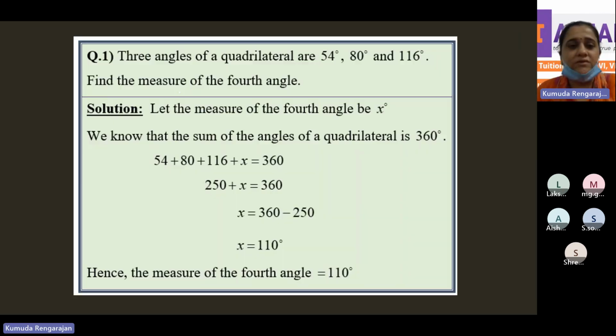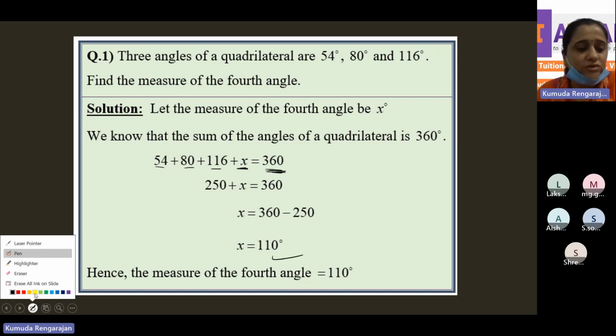So this one is very familiar, right? Three angles of a quadrilateral are given to you. You should find the measure of the fourth angle. We know that the sum of the 4 angles of a quadrilateral is equal to 360 degrees. So 54 plus 80 plus 116 plus x, where x is the fourth angle, is equal to 360, correct? Not 180. 180 is the sum of the angles in a triangle. The sum of the 4 angles of a quadrilateral is equal to 360 degrees. So working this, you will be able to find the value of x, which is the fourth angle, correct?